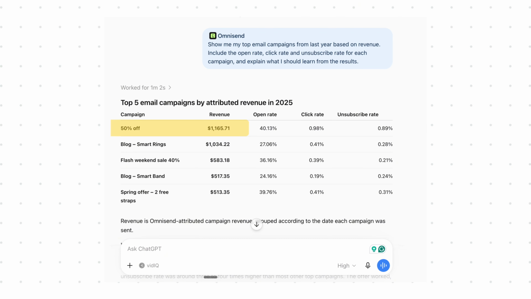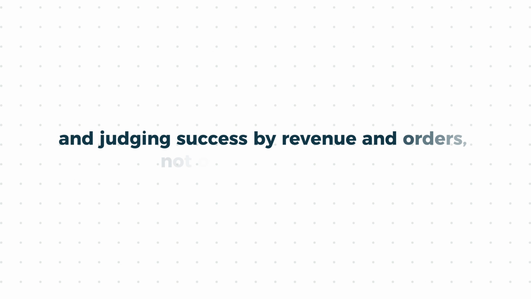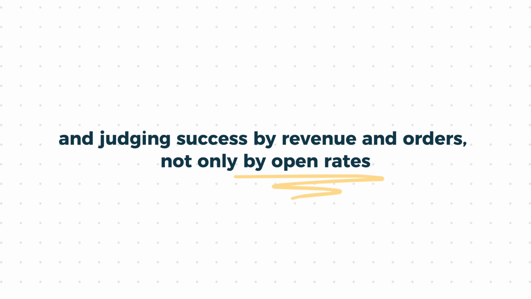For example, the insights here tell us that the biggest discounts drove the most revenue, but they also caused more unsubscribers, while educational and gift-based campaigns still generated strong sales without relying on heavy discounts. The main opportunity here is improving clicks, so stronger offers, fewer links, stronger CTAs, and judging success by revenue and orders, not only by open rates.